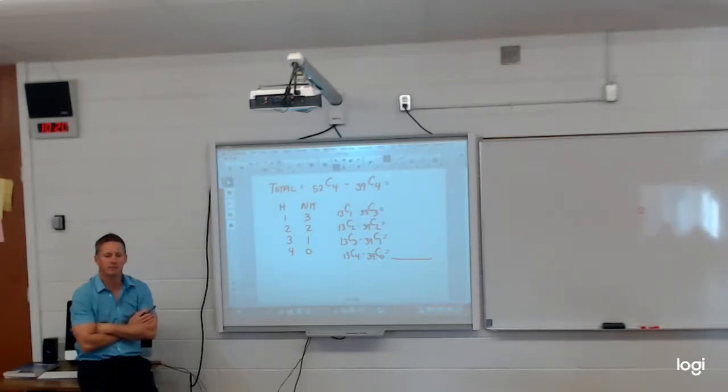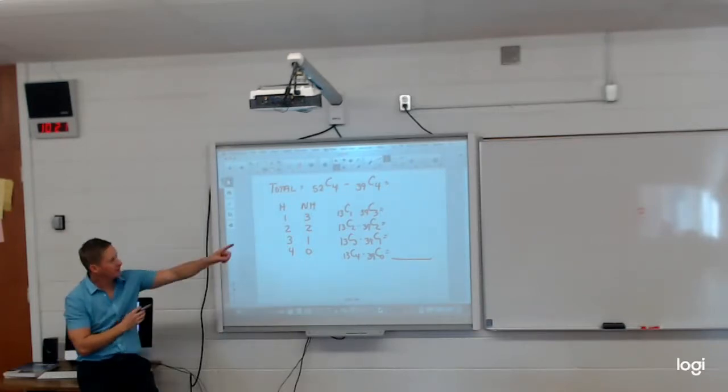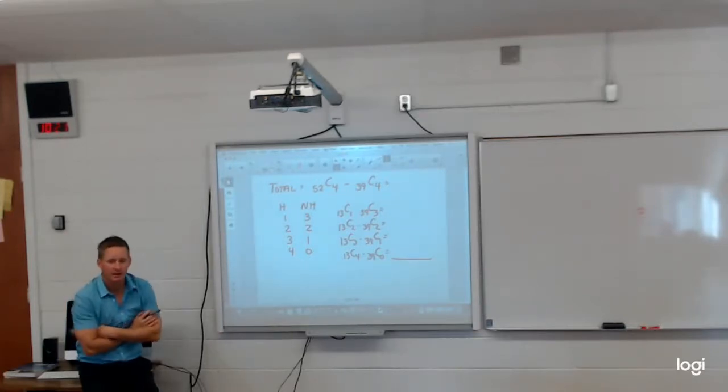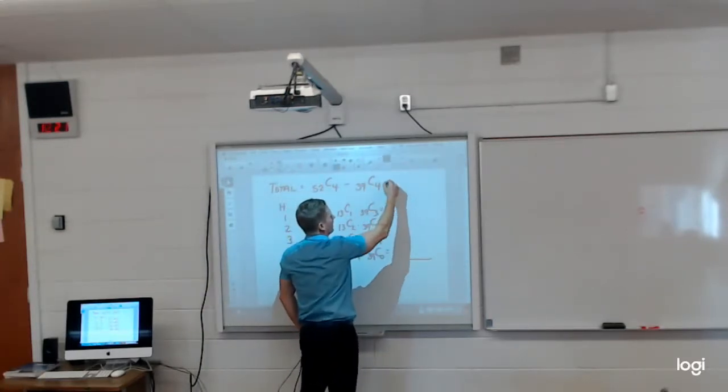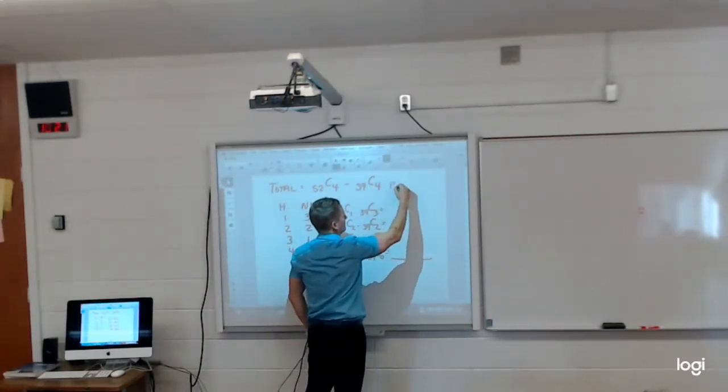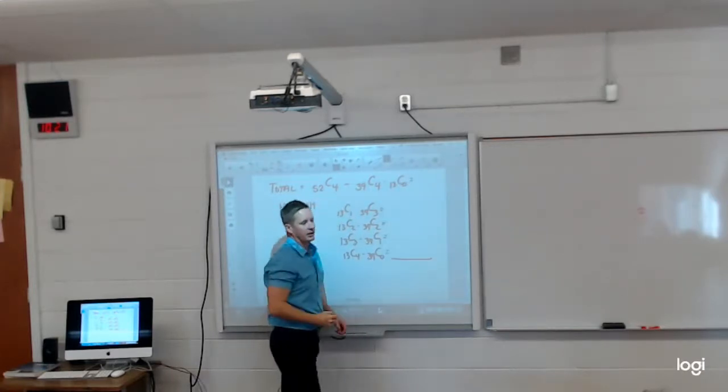Go ahead, Rory. Okay, since it says at least 1 heart, you wouldn't put the 0 hearts and 4 no hearts at the top? No, because I can't have that as one of my options, because I have to have a heart. Yeah, so that is the one that's missing. That's why I got 39C4 there. Actually, that's a good point, Rory. I could actually add that in too.